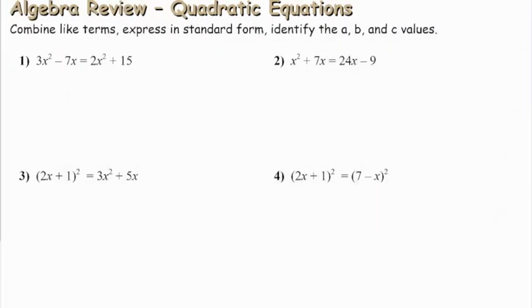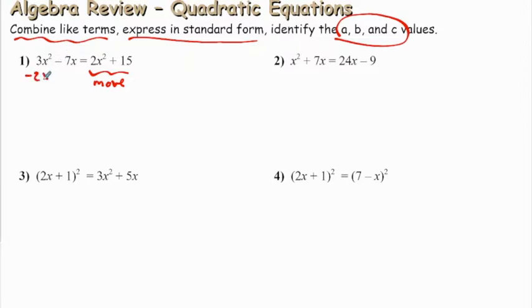Here's our first set of practice problems. We are being asked to combine like terms expressed in standard form and then identify the a, b, and c values. So standard form means we want to get 0 on one side. And to do that, we're going to move the 2x squared and the 15 to the left-hand side. So when we do this, we're going to subtract 2x squared from both sides.